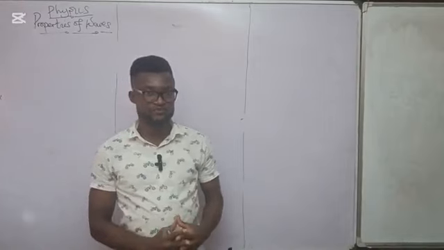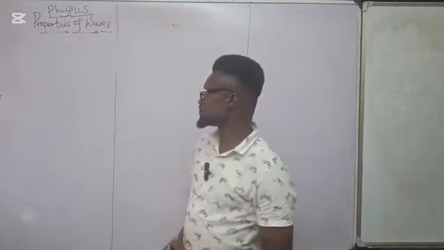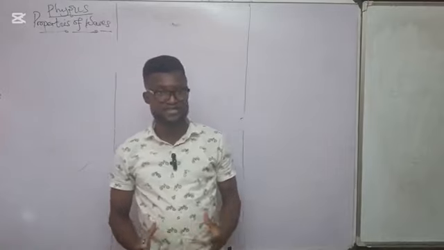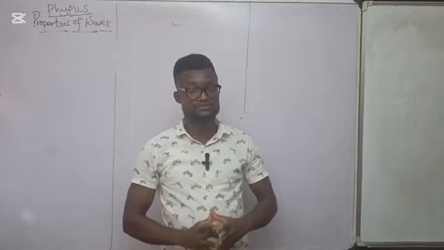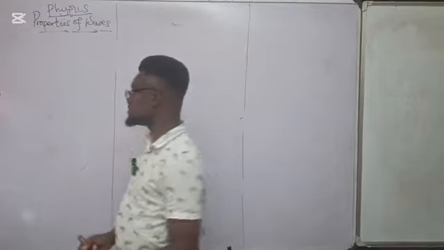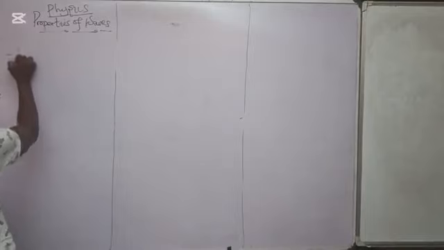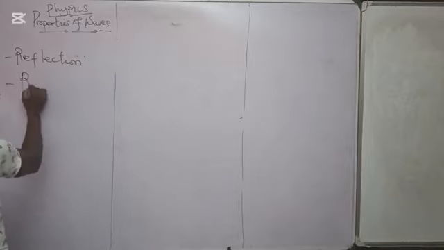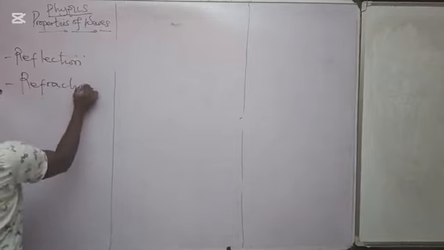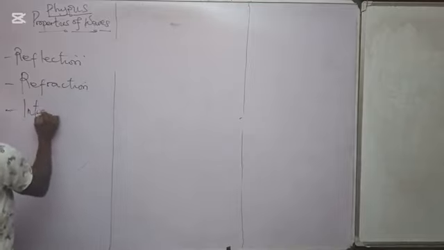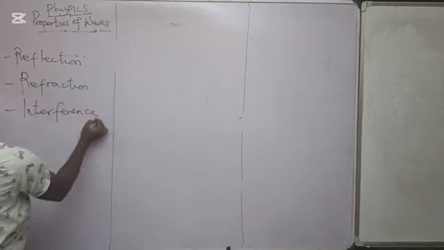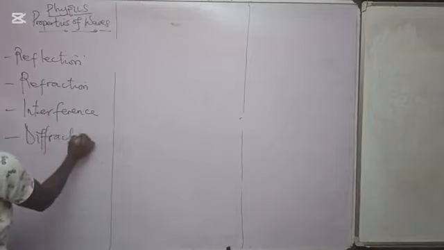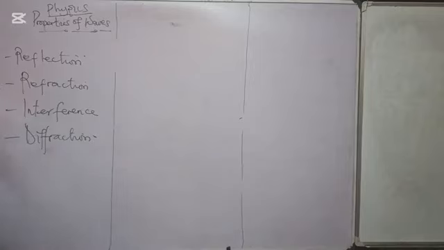Today we continue with wave motion. The aspect we're going to look into today will be on properties of waves. Now we have many properties of waves, out of which 4 are said to be common properties. The 4 common properties of waves are reflection, refraction, interference, and diffraction. So these are the 4 common properties of waves.